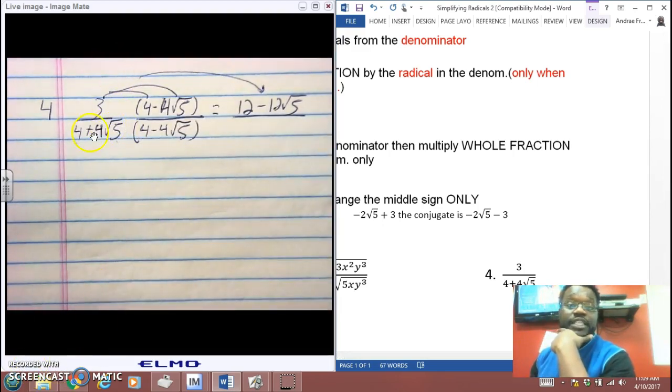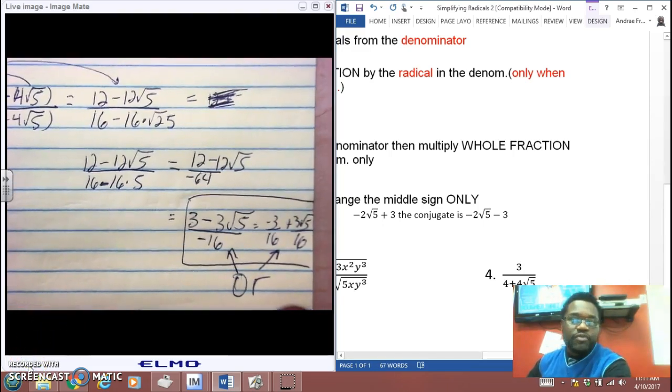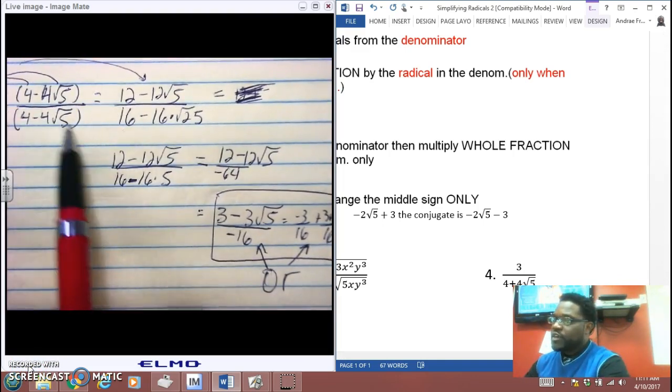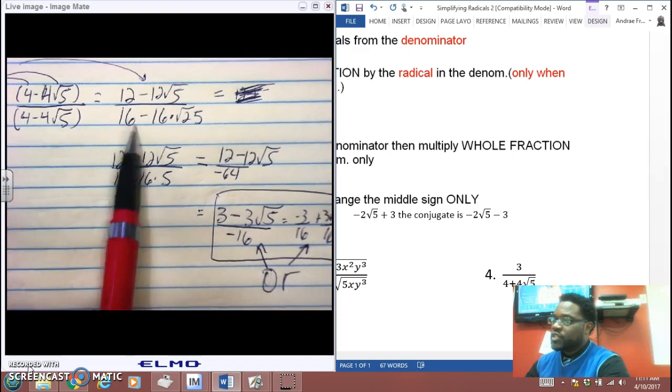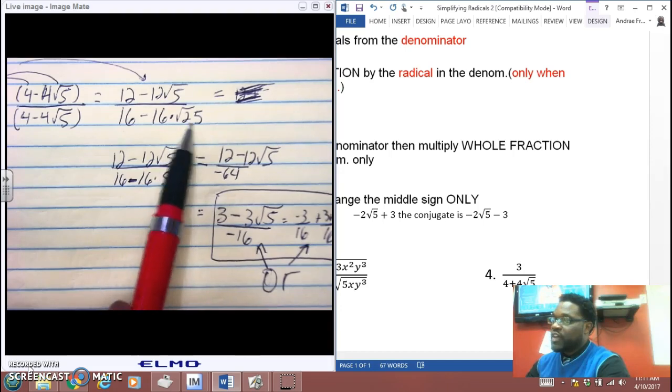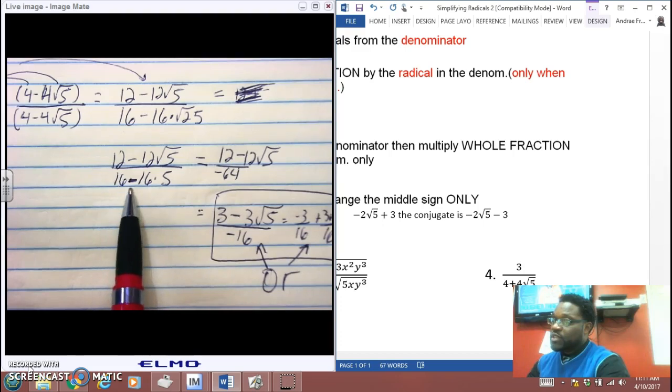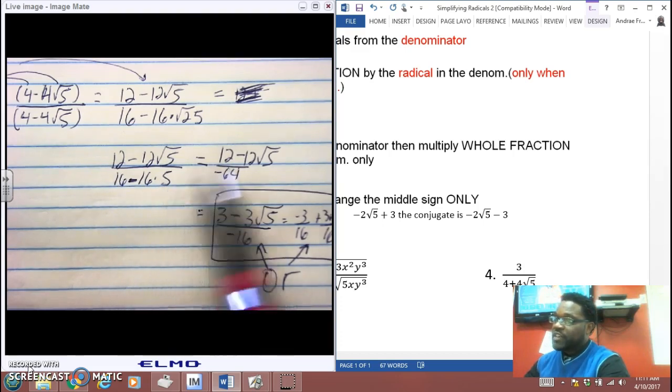Now, the bottom is a FOIL, but you don't have to actually FOIL when you have a conjugate times the original. You only have to multiply the first 2 and the last 2, because the 2 middle ones are going to subtract out. That's the whole reason why. Alright, I went ahead and worked out the rest of the problem for the sake of time. When I did the FOIL here, I didn't do the middle 2. I just did the first 2, 16. The last 2, negative 16 and square root of 25. But the square root of 25 actually equals 5 without the radical. And so when you do 16 minus 16 times 5, you get negative 64.